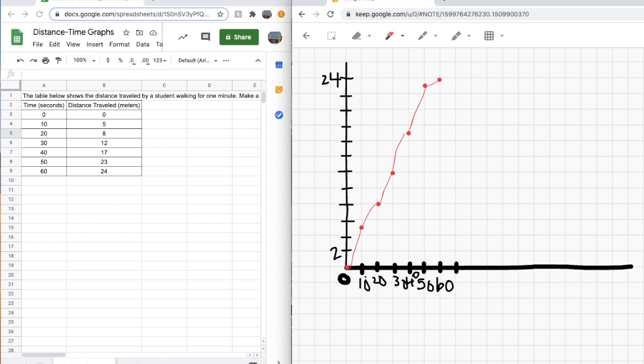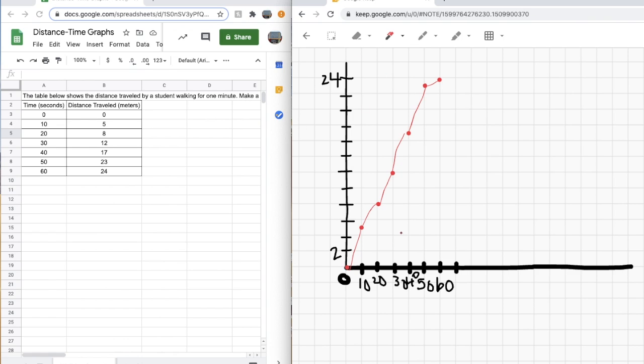So this is an okay graph. It's pretty terrible if we look at it, but it shows an approximation. So we can see he starts out pretty fast, he slows a little bit, but it's a pretty regular pace until the end. That last 10 seconds, he didn't really move that far. He only went 1 meter, about 3 feet, in 10 seconds.